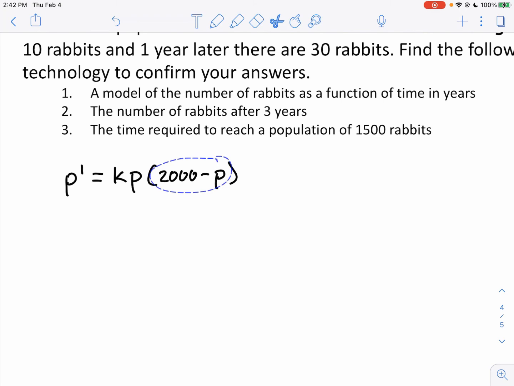So if you have 2,000 rabbits in this farm, this is the maximum number of rabbits that can be sustained. And that means your P prime will be 0, which means your population will not change, so you're going to stay at a population of 2,000. Any rabbits that die off will be reproduced, and you'll just maintain that 2,000 figure over time.